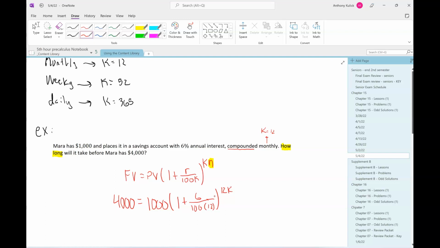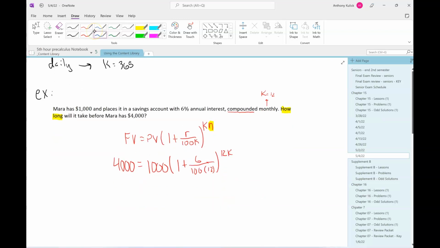All right. To solve this equation, what should I do first? Actually, let's pause. Where's the variable located in this equation? In the exponent. So at some point, what am I going to have to use? A logarithm. Everybody's good? Should I use a log straight away? No. Why not? What should I do before I can do that?